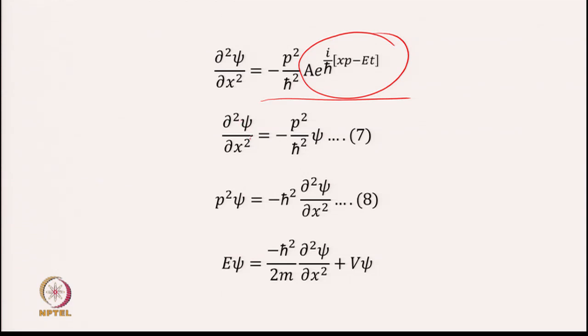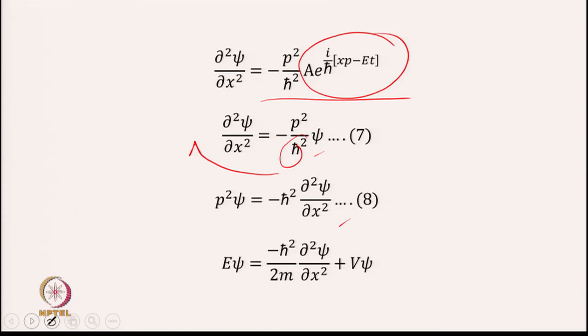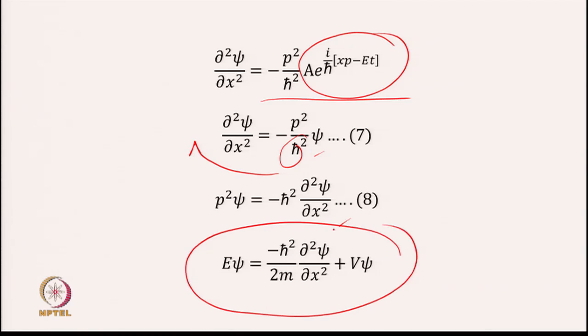So you can write del square psi by del x square is equal to minus p square by h cross square into psi. So p square psi is equal to minus h cross square, taking this side, del square psi by del x square. And if you remember, E psi is equal to p square by 2m psi plus V psi. So E psi is equal to p square psi by 2m plus V psi, and this is your time independent Schrodinger equation.